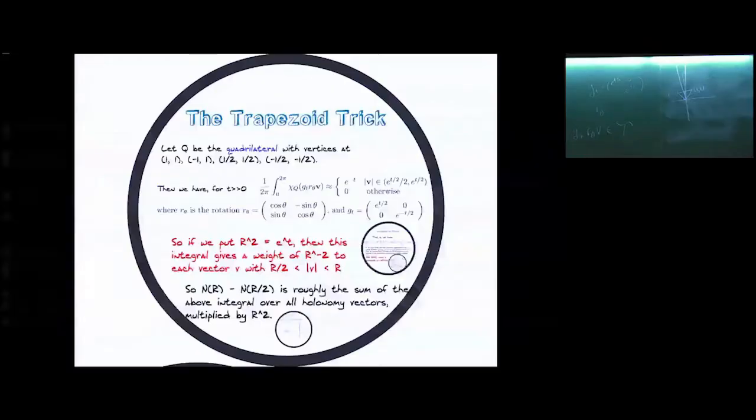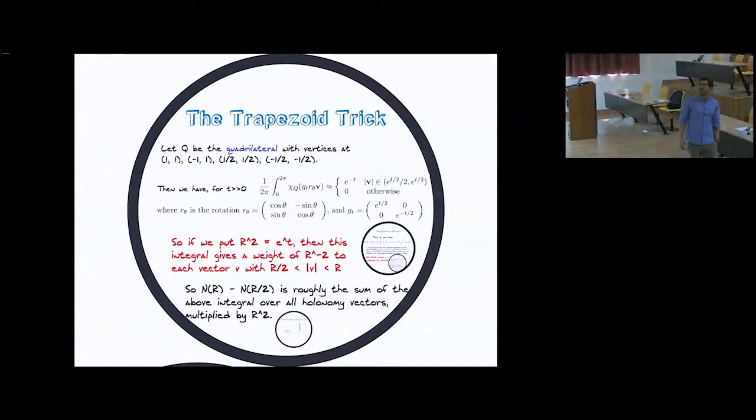So I did this for the trapezoid here. But the idea is you do this integral. What does this integral count? This integral counts the measure of the set of angles for which q_t, g_t, r theta, v lands in this thing. You get e to the minus t if v has the appropriate length and 0 otherwise. So if you put r squared equals e to the t, this integral gives a weight of r to the minus 2 to each vector with the appropriate length.